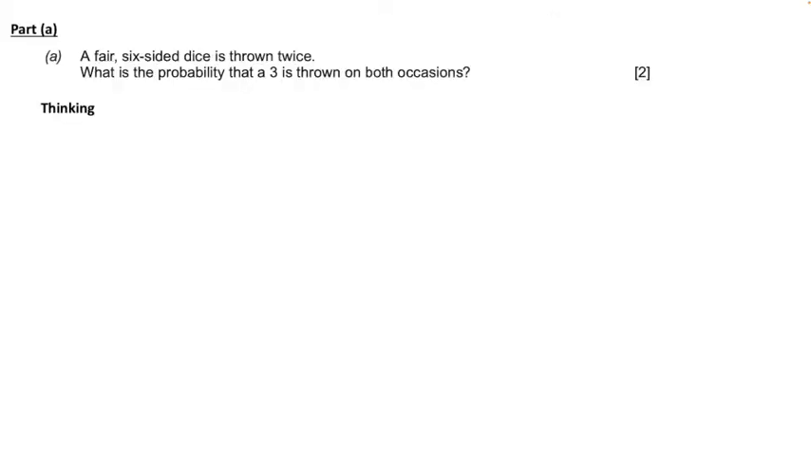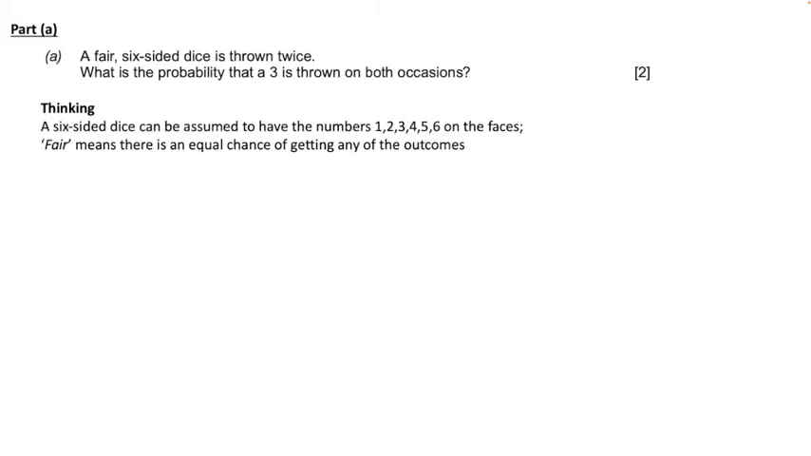So the first part: a fair six-sided dice is thrown twice. What is the probability that a 3 is thrown on both occasions? Well, first of all, a six-sided dice can be assumed to have the numbers 1, 2, 3, 4, 5, 6 on the faces. They could be numbers or they could be dots, but that's the standard dice. And fair means there's an equal chance of getting any of the outcomes.